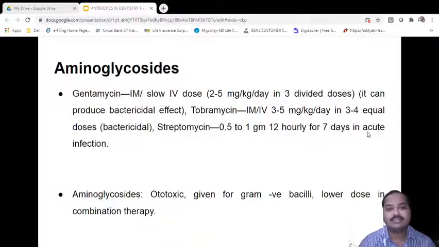Then tobramycin and streptomycin have been given for acute infections, and these drugs are more toxic than other groups of drugs. So they have to be given in very severe infections when other drugs are not effective. These are ototoxic, and they are given for gram-negative bacillary infections, usually in combination therapy where their doses can be reduced. So they should be utilized like this.